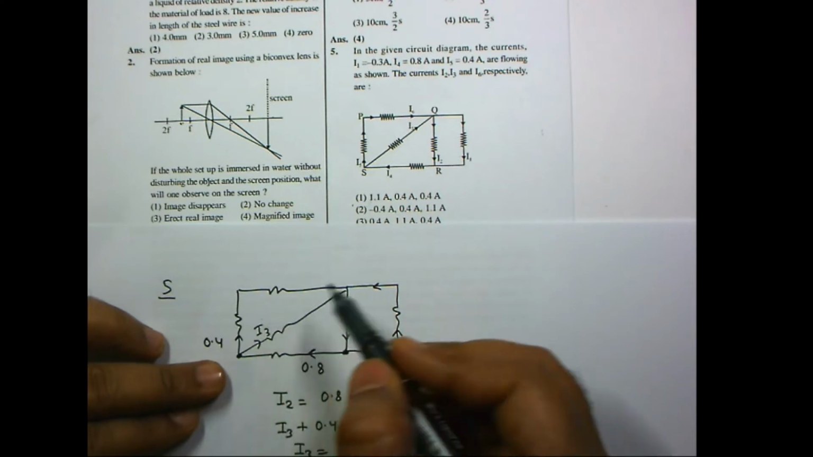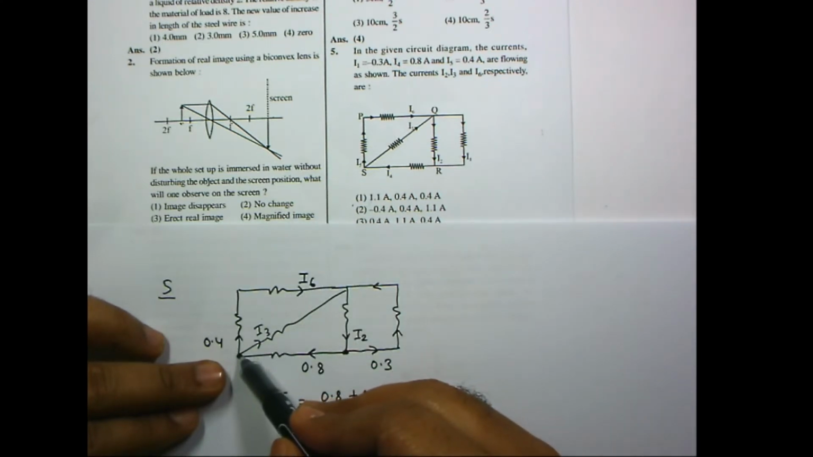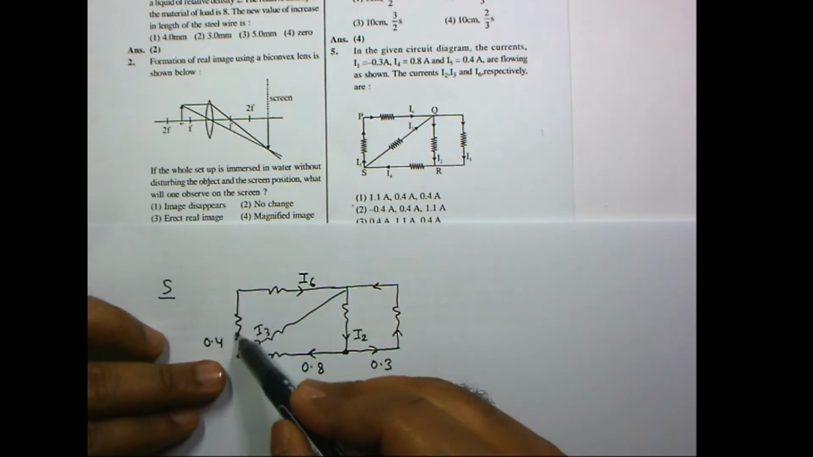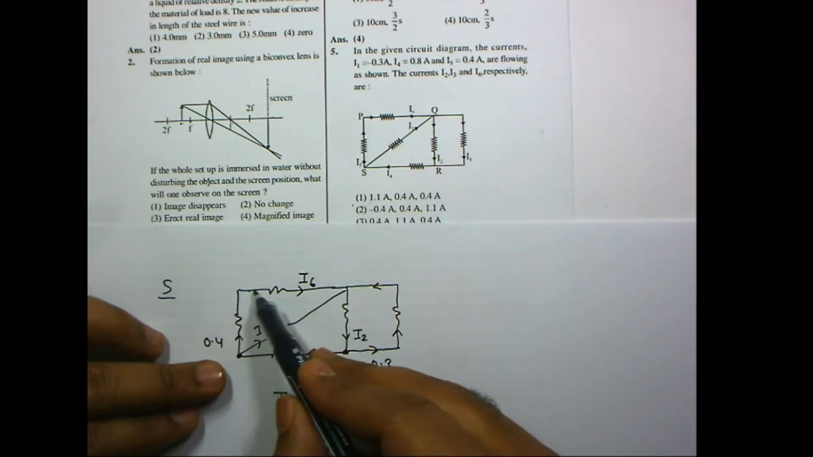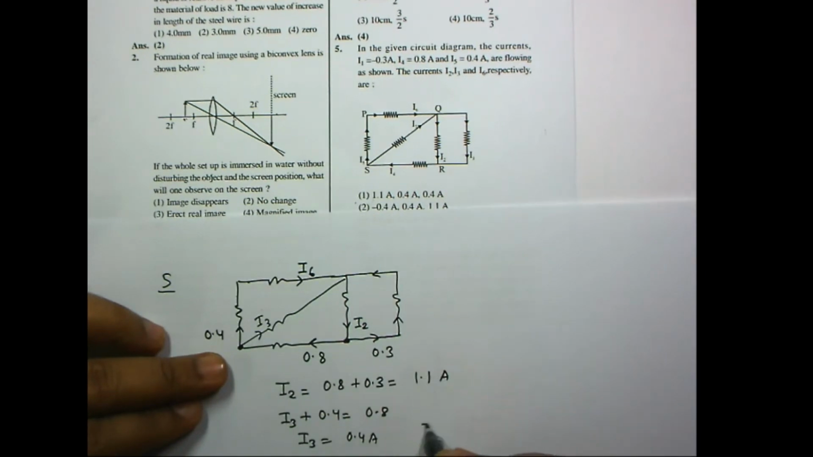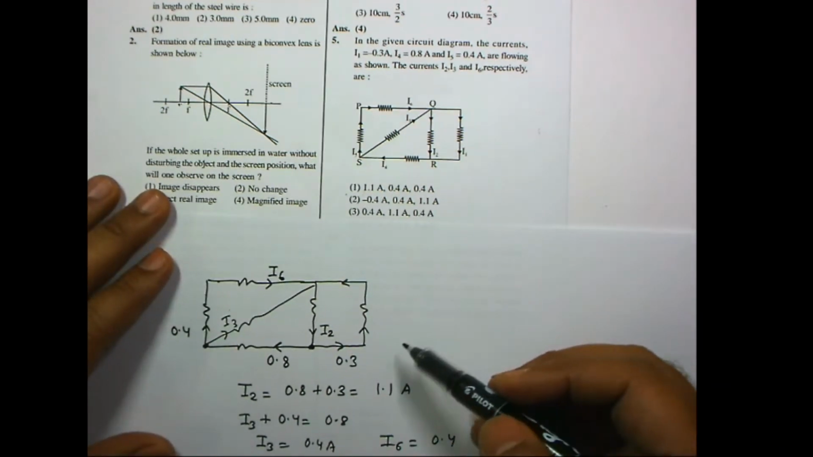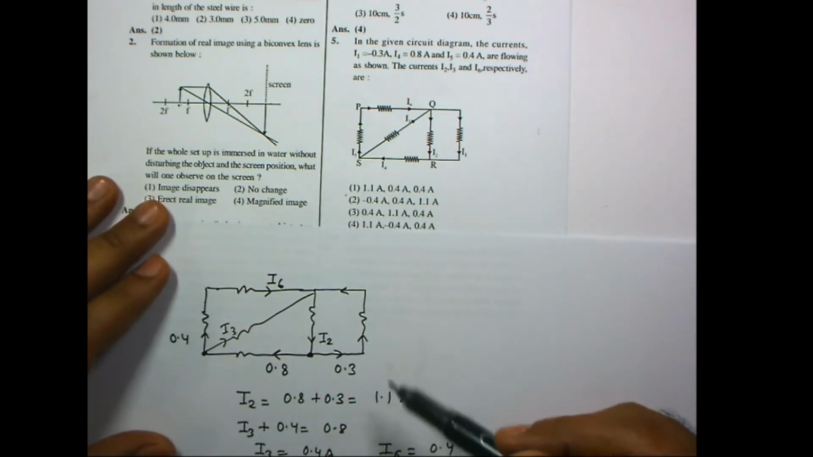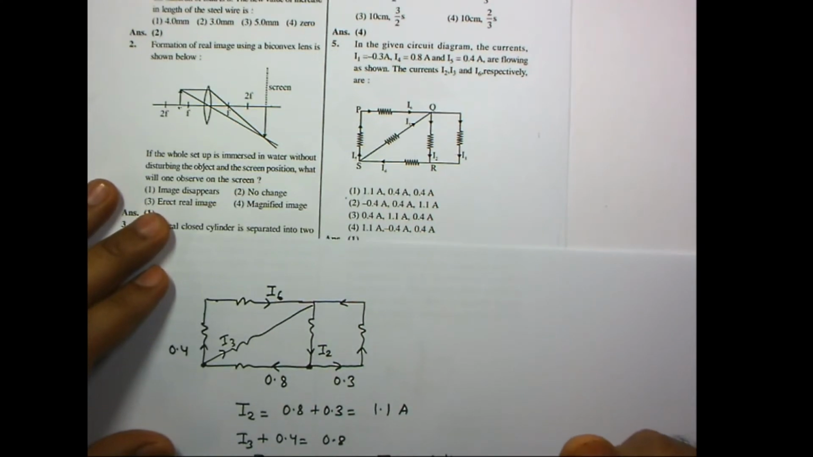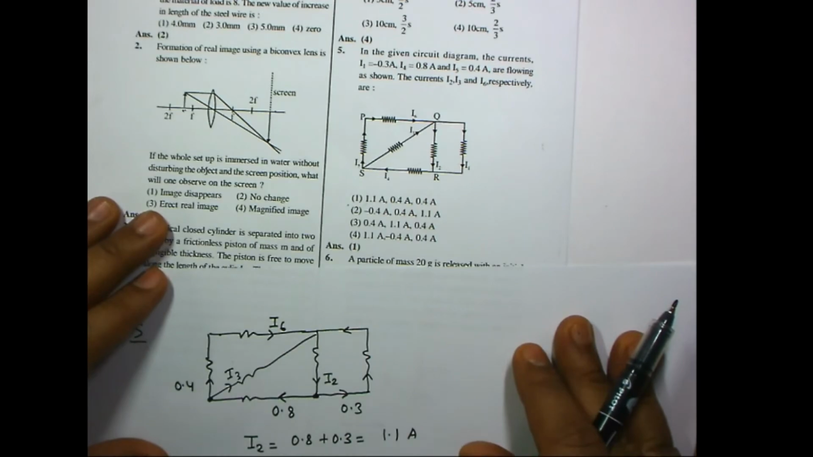I6 is this current, and obviously this is the current which will pass through this wire and this wire. I6 is definitely equal to 0.4. So we have to select the correct option. I2 is 1.1, I3 is 0.4 and I6 is also 0.4. The correct choice is option number 1.